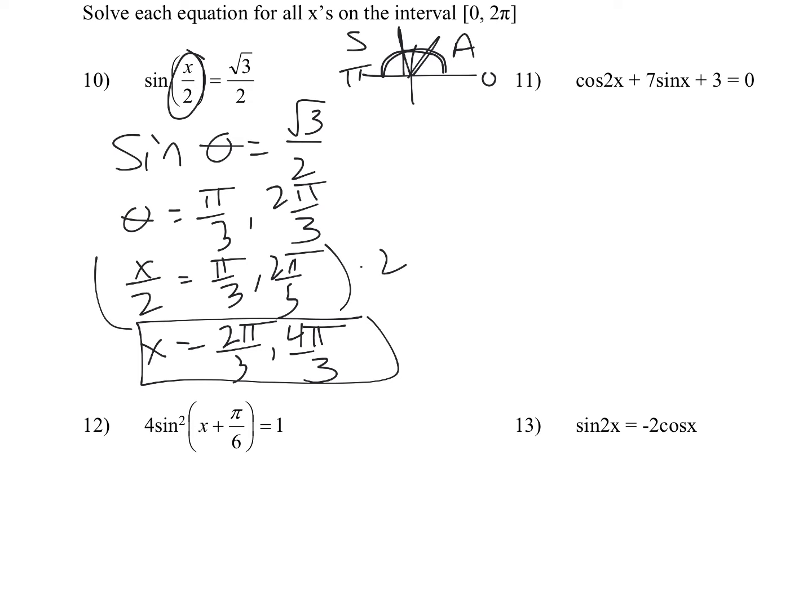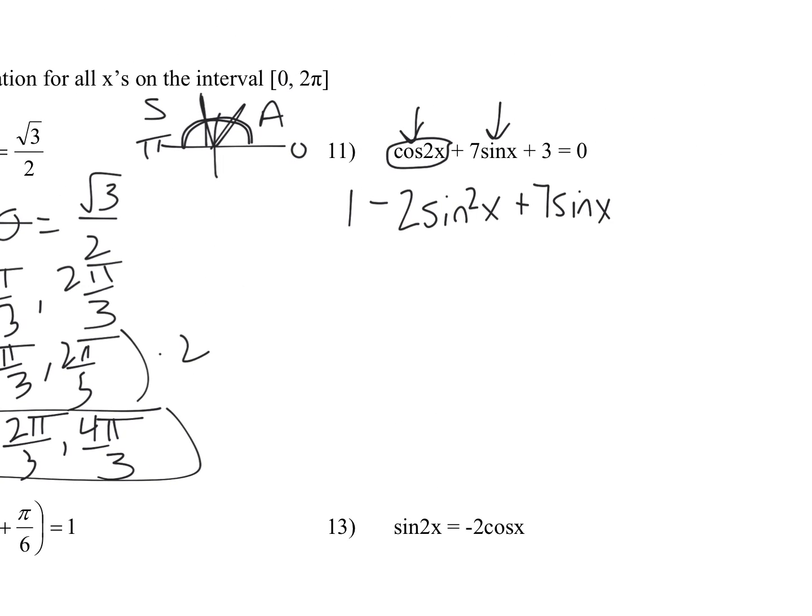Now, looking at number 11, cosine of 2x plus 7 sine x plus 3. Again, I don't want this and this to happen at the same time. So since this is the function that I can easily exchange, I'm going to use the identity 1 minus 2 sine squared x to replace the cosine of 2x equation. And now I'm going to do a little bit of rewriting here. Now, you may see right here that I have a negative.